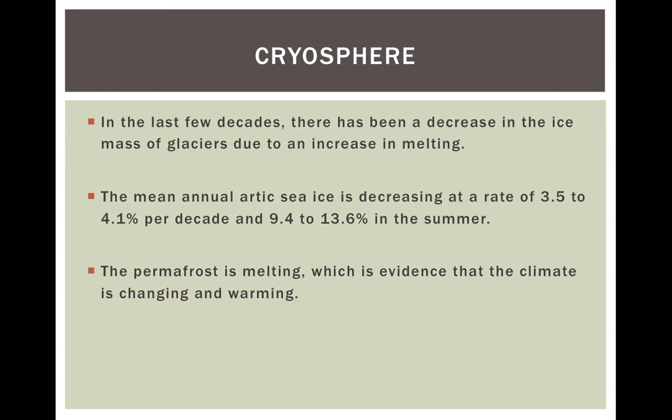The cryosphere. In the last few decades, there has been a decrease in the ice mass of glaciers due to an increase in melting. The mean annual Arctic ice is decreasing at a rate of 3.5 to 4.1% per decade and 9.4 to 13.6% in the summer. The permafrost is melting, which is evidence that the climate is changing and warming up.